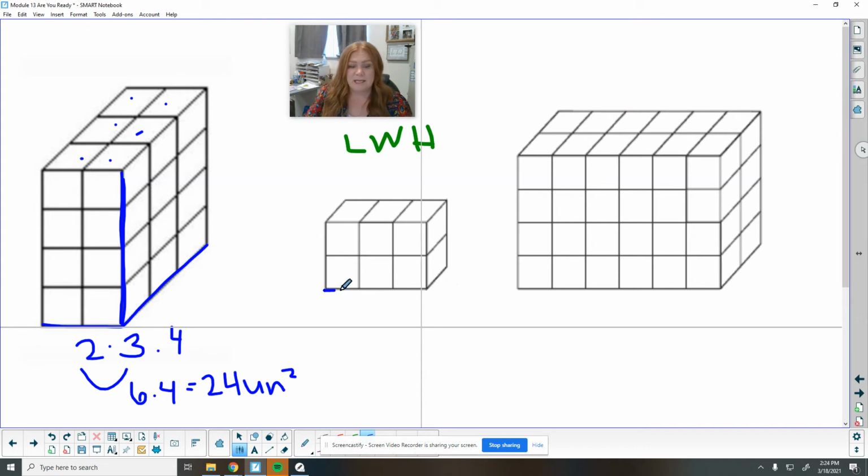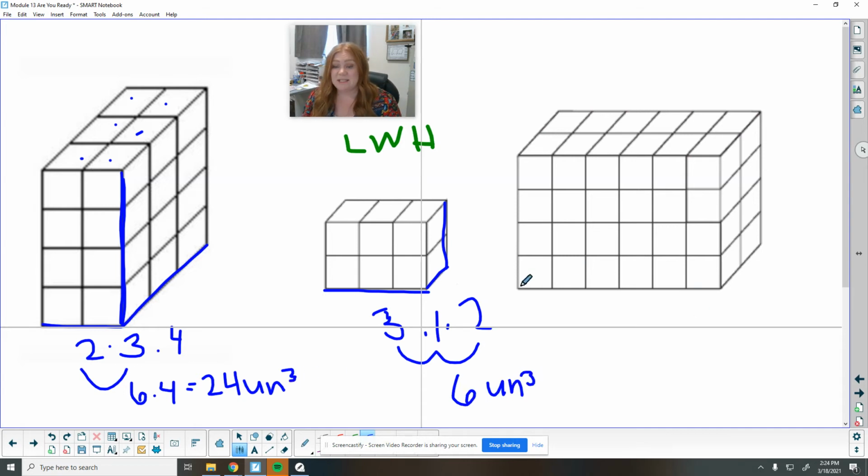So let's try this one here. Over 3, back 1, up 2. 3 times 1 is 3, times 2 is 6 units. Whoops, cubed. I wrote a square on that last one. Now let's try this last rectangle here, and then we're going to try a few of the composite shapes.